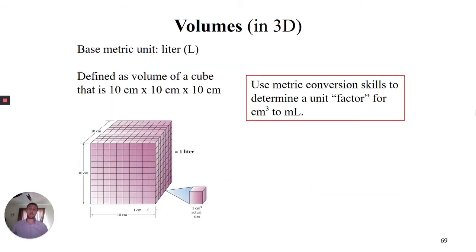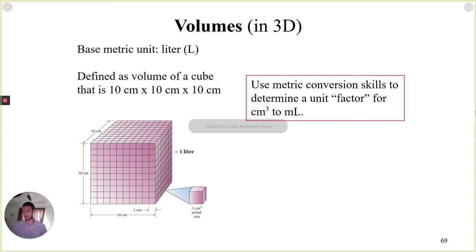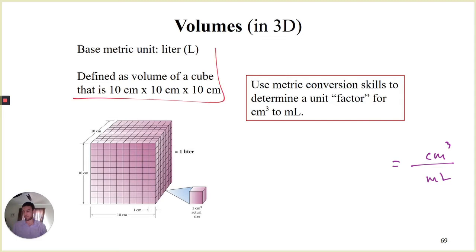So what I would like you to consider here is to use some conversion skills to determine a unit factor for centimeters cubed to milliliter. So what do I mean by that? I want centimeters cubed related to milliliters. We did just cover a particular conversion factor, so we could call that as given. That's actually written out there. We were given that 1,000 centimeters cubed was equal to 1 liter.